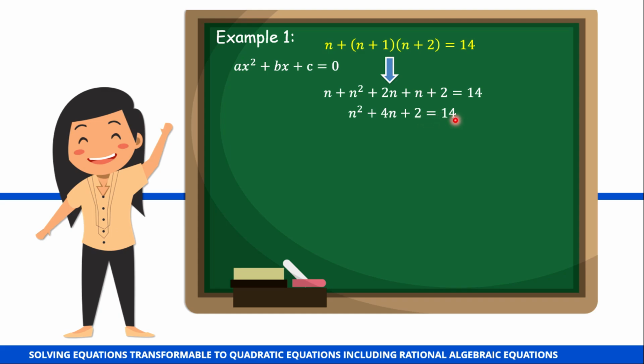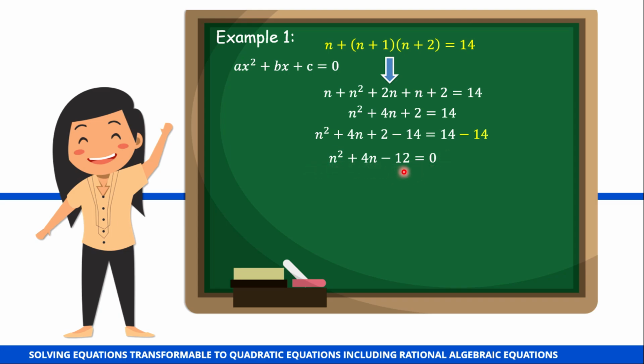Kailangan gawin nating 0 itong kabilang side ng ating equation. So, we have to add negative 14 to both sides of the equation. So, magkakaroon tayo ng n squared plus 4n plus 2 minus 14 is equal to 14 minus 14. Simplify. Kopyahin lang natin ang quadratic term, n squared, and then 4n. 2 minus 14, that is negative 12, is equal to 14 minus 14, we have 0. So, ito na ang ating standard form.